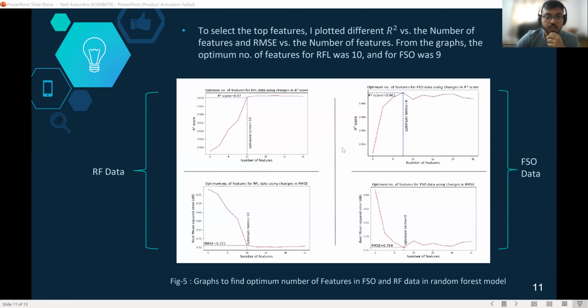Now, these graphs were inspired by a fellow student named Maitri.